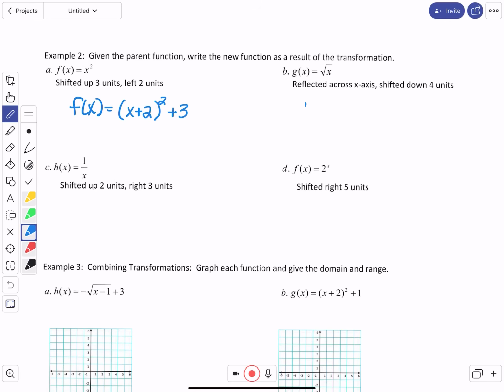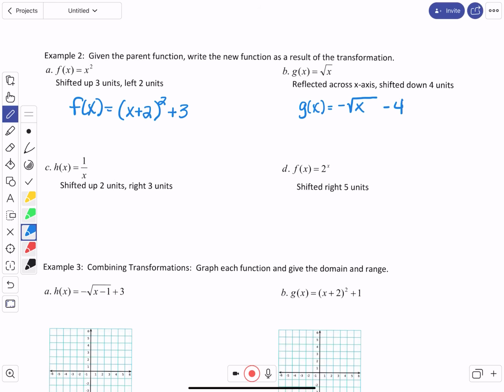All right, for B, I have g of x equals. So reflected across the x-axis, so remember that's going to be a negative out front. And I've got a square root of x. And then it just says shifted down 4 units. So remember, up and down, that's going to go on the outside. Down means it's going to be -4. So make sure that it's clearly separate from that square root so that there's no guessing for me if there's any writing. Of course, everything's going to be submitted through Canvas, so that shouldn't be a problem this year.